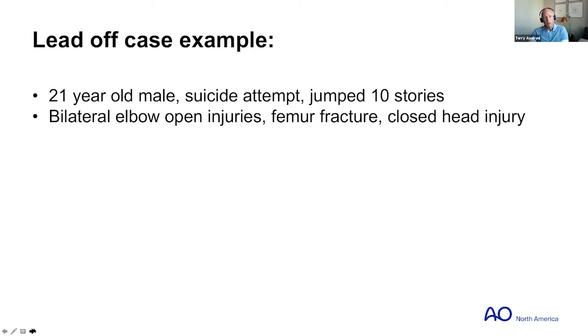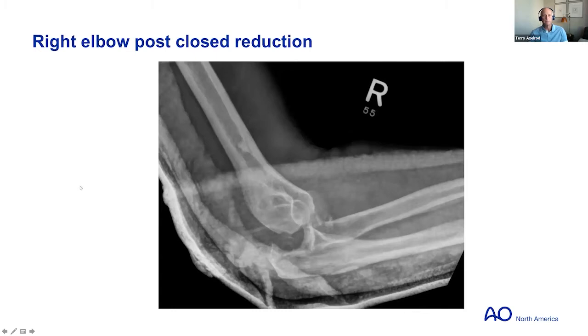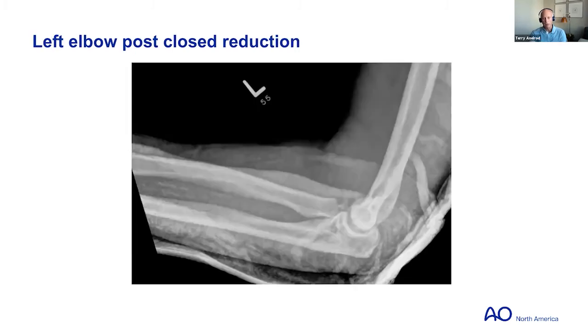I'm going to lead off with a quick case. We're not going to do a lot of discussion over this one because I want to save the discussion for our other two faculty members. This is a 21-year-old male who, through a suicide attempt, jumped some 10 stories. He had bilateral open elbow injuries, a femur fracture and a closed head injury, and we were asked to manage his elbow injuries. So this is the supposed closed reduction x-ray of his right elbow, and I'm going to show you the left, which is the one that we're going to talk about.